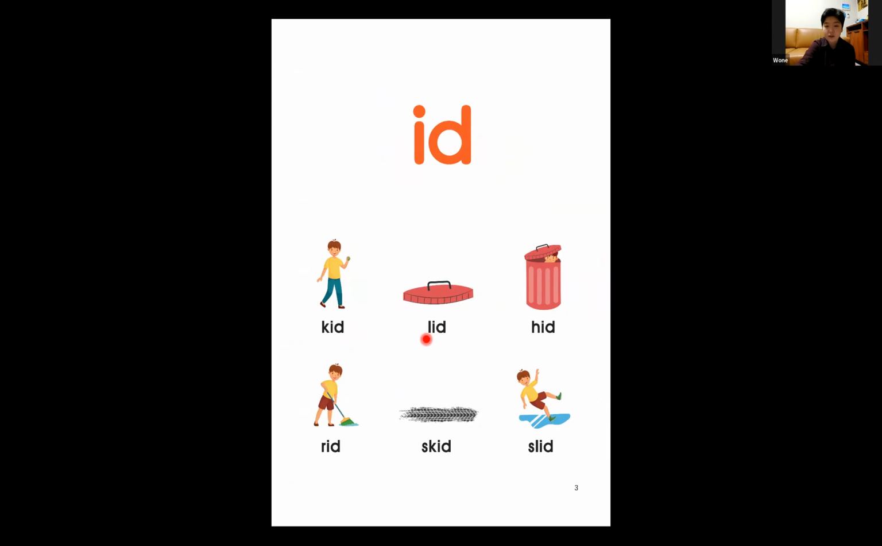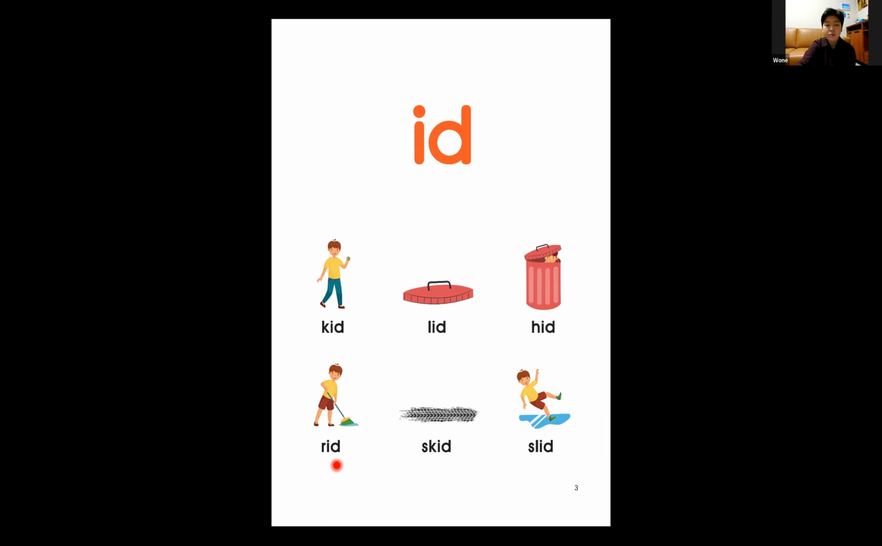The next one we have l, id. Put it together. Lid, lid. Lid is something that covers a container or a trash bin or anything like that. The next one is going to be h, id. Put it together. Hid. They're hiding so no one can see them, right? Hid.